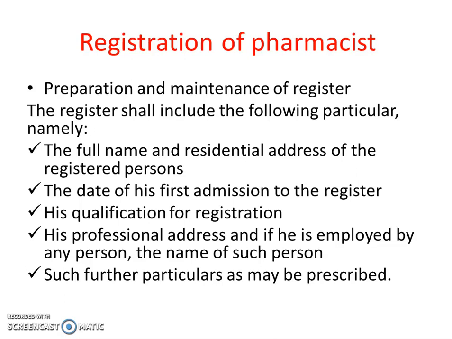The register shall include the following particulars: the full name and the residential address of the registered person, the date of his first admission to the register, his qualification for the registration, his professional address, and if he is employed by any person, the name of such person, and such further particulars as may be prescribed.